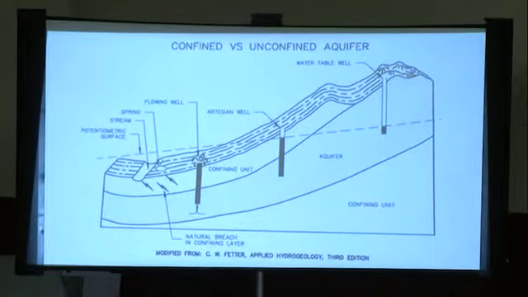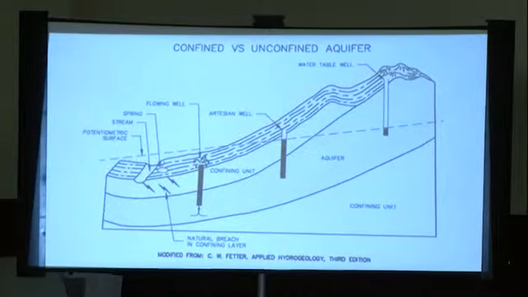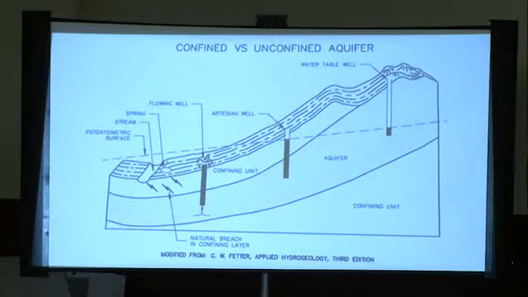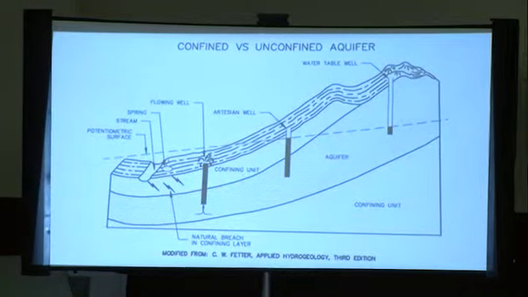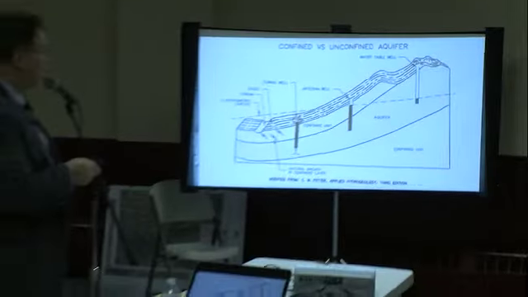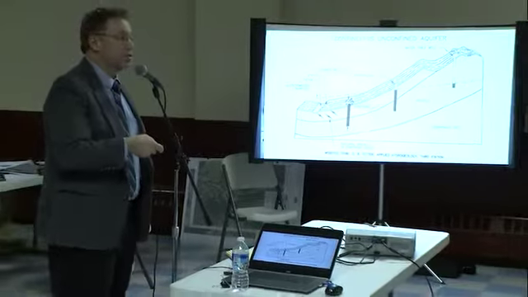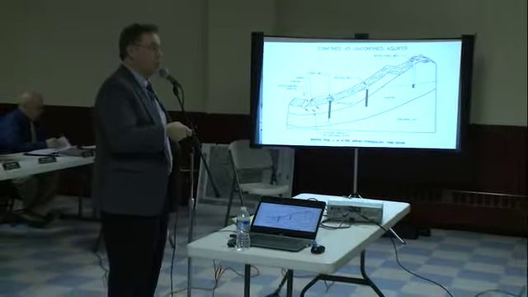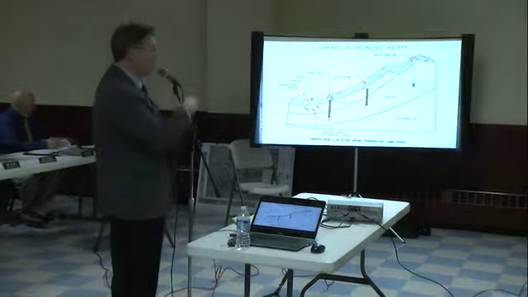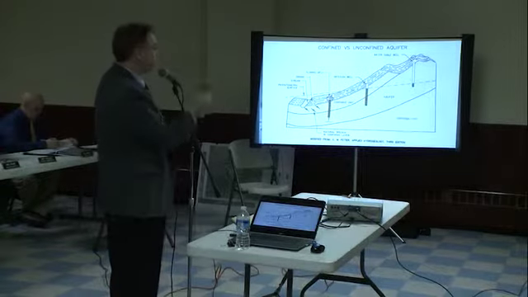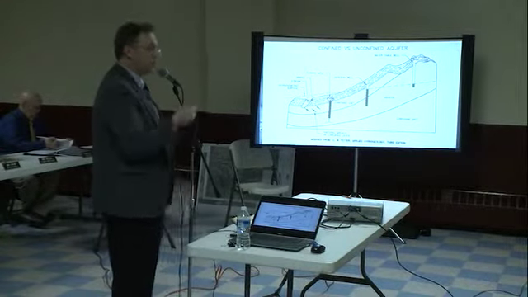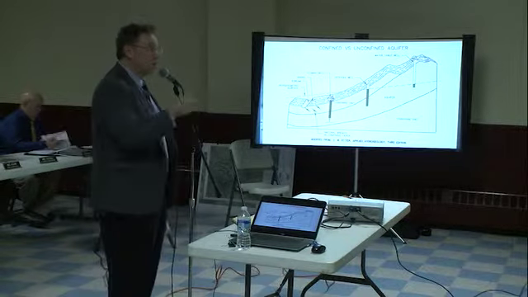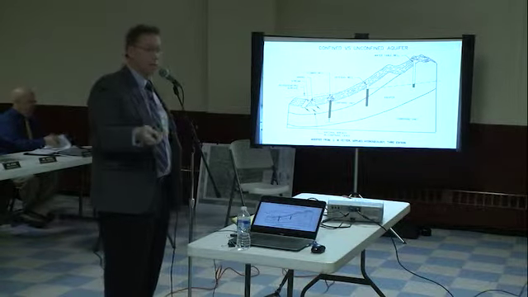Again, this is a publication from a textbook, Fetter, that shows what a confined and unconfined aquifer are. We have cross sections in the report that are very detailed and that go into actually what this is, but for purposes of explaining some of the concepts, I wanted to have a diagram that didn't have too much on it. But they are in there, and I'd be happy to speak with you or explain any of the diagrams in the report.